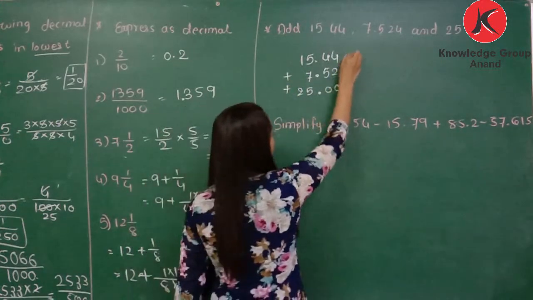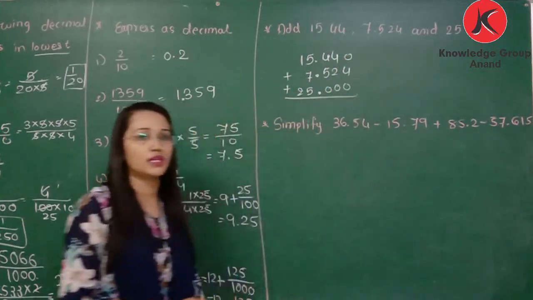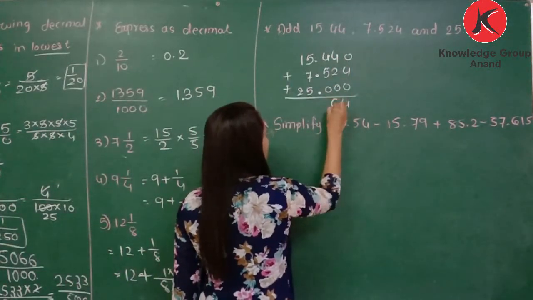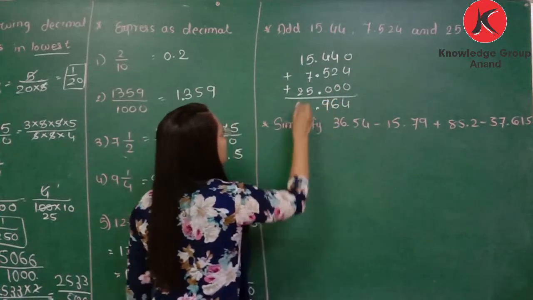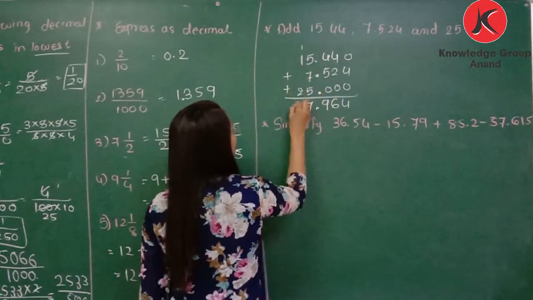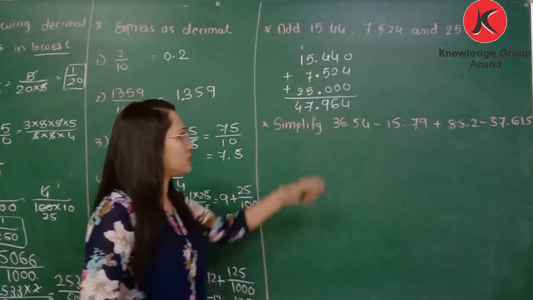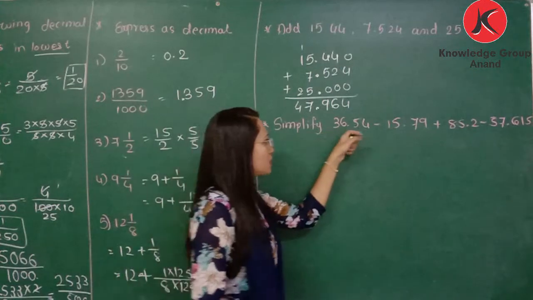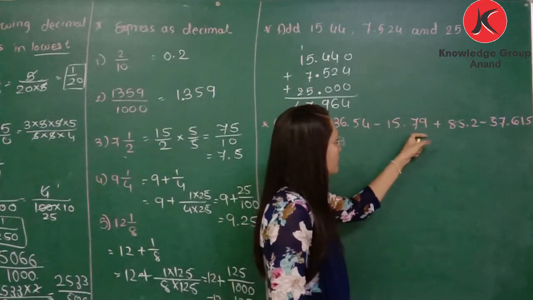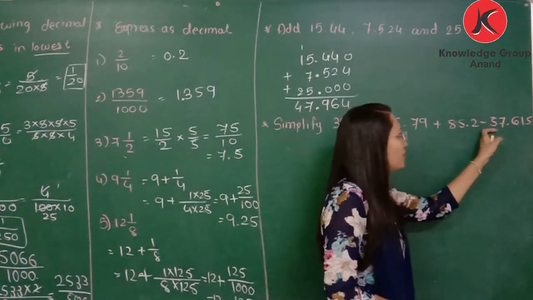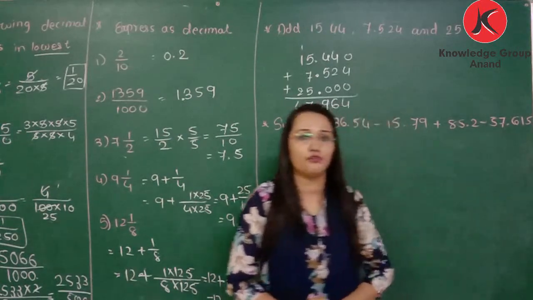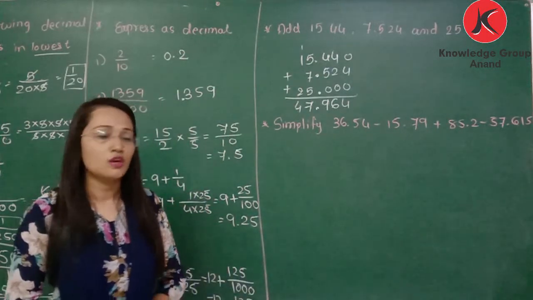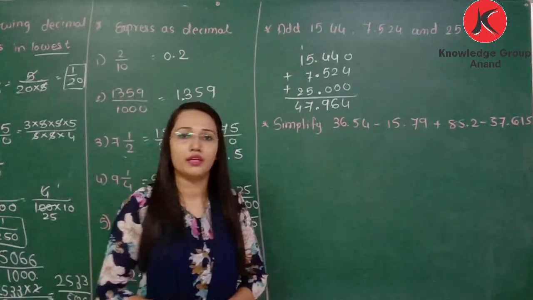Now the remaining addition is the same as we performed in second and third standard. So here 4, 6, 9.71, 47.964. Clear? Now next, simplify 36.54 minus 15.76 plus 85.2 minus 57.615. So we already solved simplification examples in the integer chapter. So that method we can apply here also.